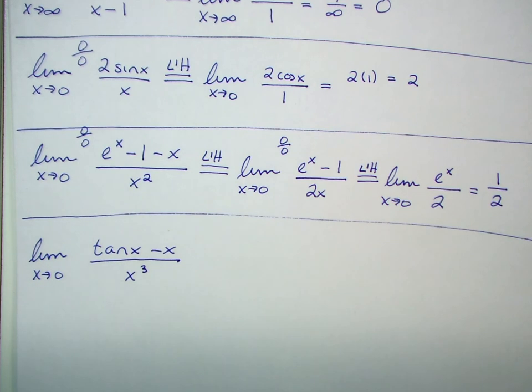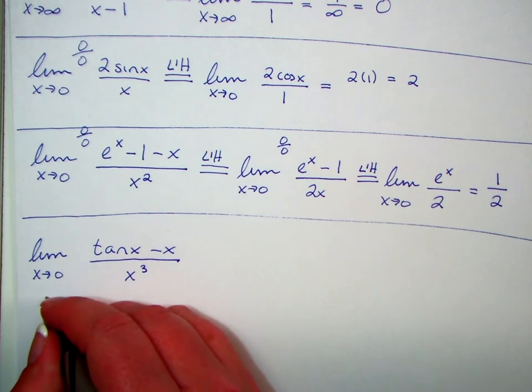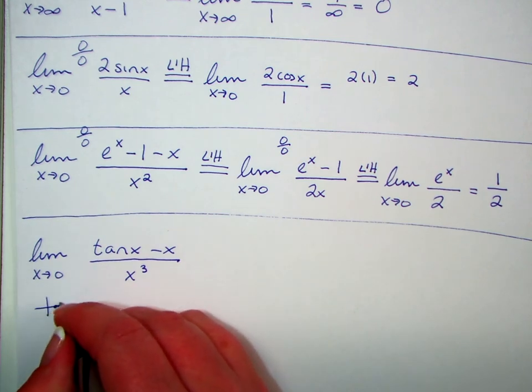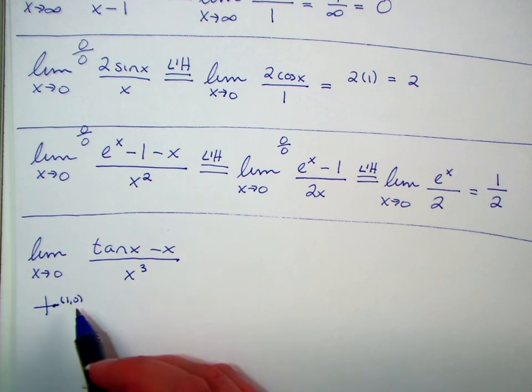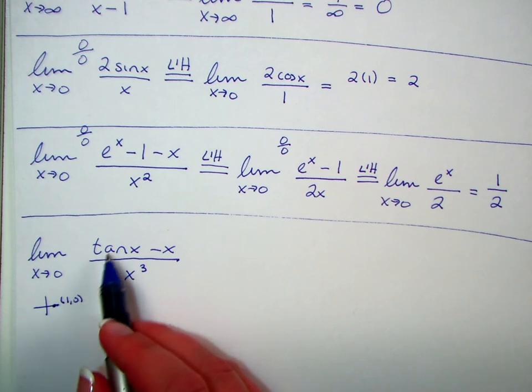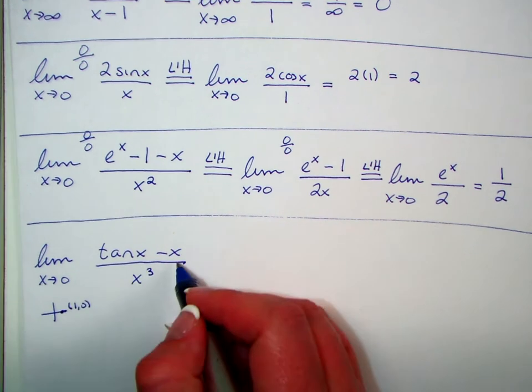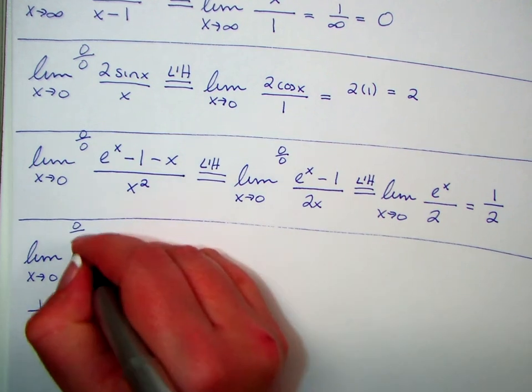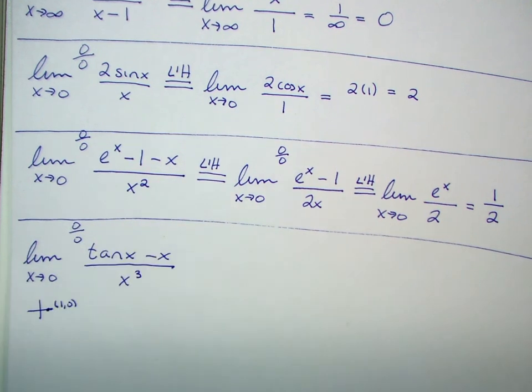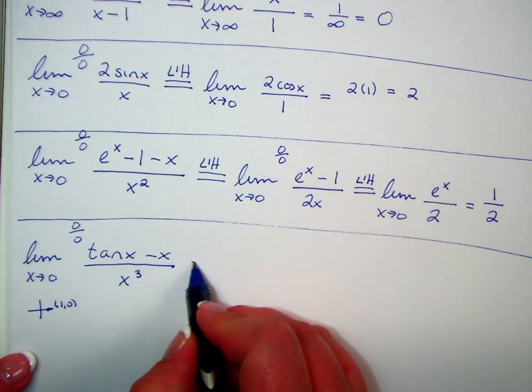So you have to kind of remember what tan of 0 is. If you wanted to use the unit circle, you could. The point on the unit circle is x is 1, y is 0. Tangent is sine over cosine, so we're going to get 0 over 1. So tan of 0 is 0. 0 minus 0 is 0. 0 cubed on the bottom is 0. So we do get this indeterminate 0 over 0 form, so I am going to use L'Hopital's rule.